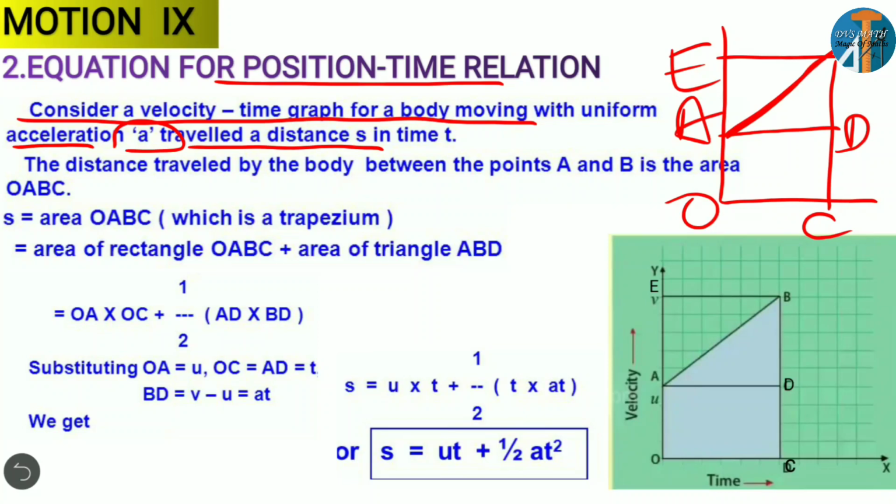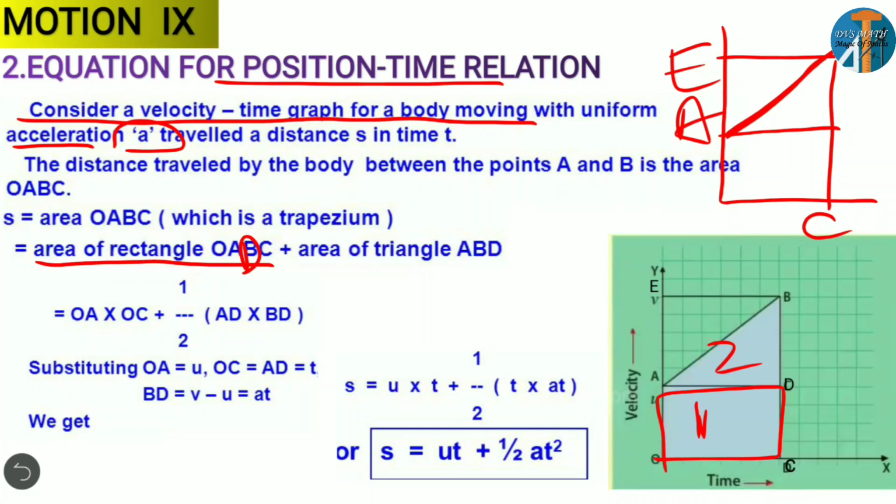So distance means, if we start from OABC, we have to consider the whole figure. It seems like a trapezium. How? Yes, it is like a trapezium. But the whole trapezium is divided into two parts. This is the first part, this is the second part. That means one is a rectangle and one is a triangle. So we can write: area of rectangle OADC, sorry, make it OADC, plus area of triangle ABD.